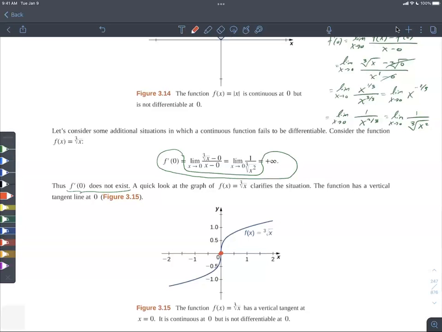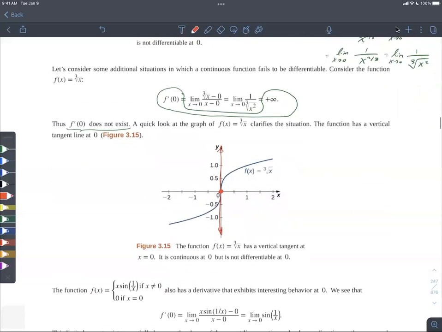Remember that the derivative is giving us the slope of the tangent line. And so here, the tangent line would have a slope that, essentially, you could say is infinitely large. It is actually undefined. The slope of this vertical line is undefined. So a quick look at the graph of f of x clarifies the situation. The function has a vertical tangent line at 0. The slope of a vertical line was never defined in a previous class. It was always determined to be undefined.